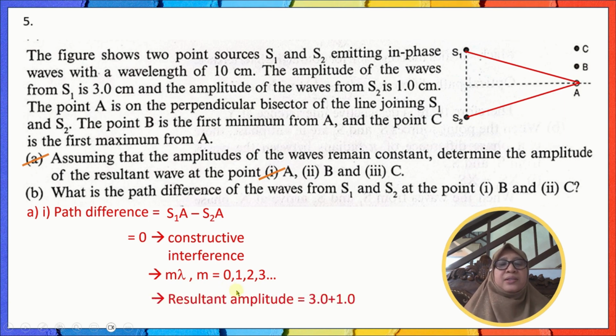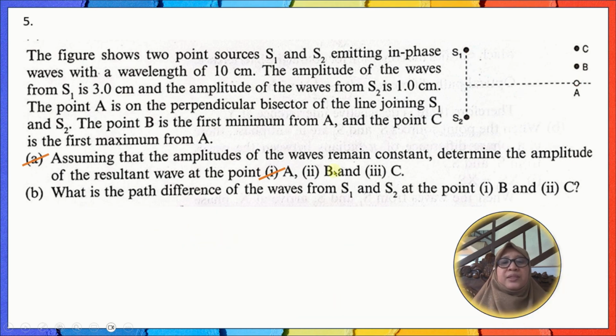So the resultant amplitude: S1 is 3 and S2 is 1. For constructive interference we use the principle of superposition, so we add the amplitudes together, 3 plus 1, and we get 4 centimeters. This is the resultant amplitude. That's the answer. Now we go to question B.